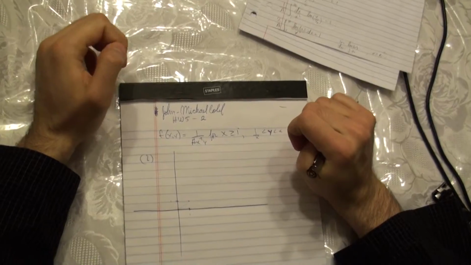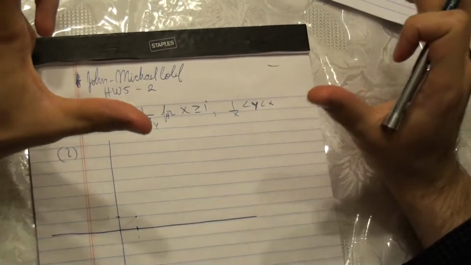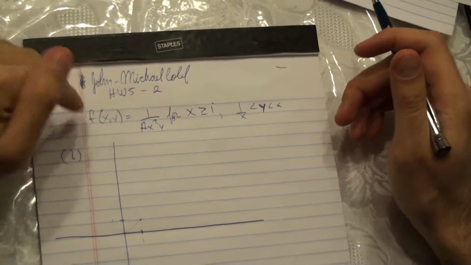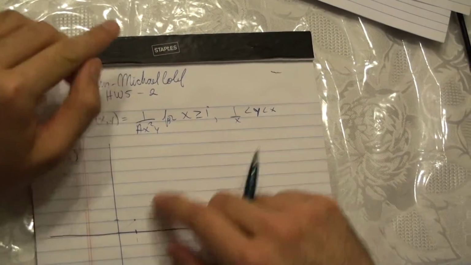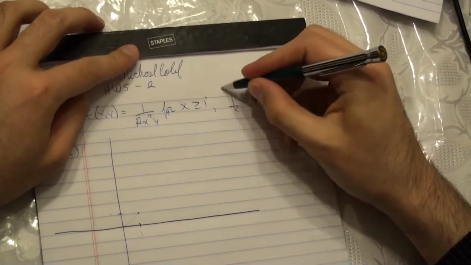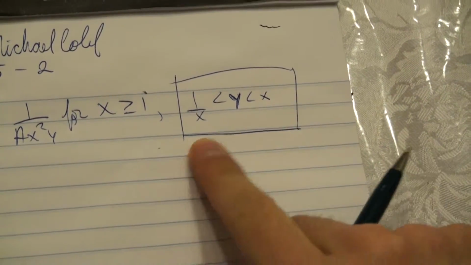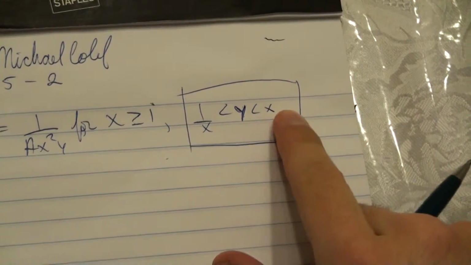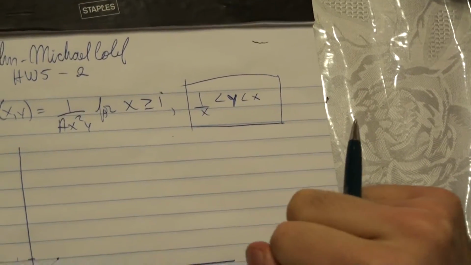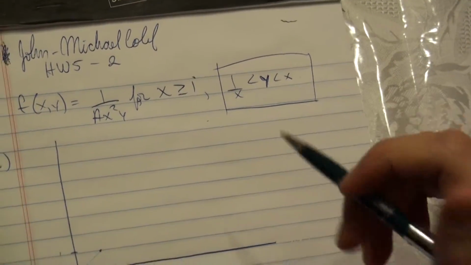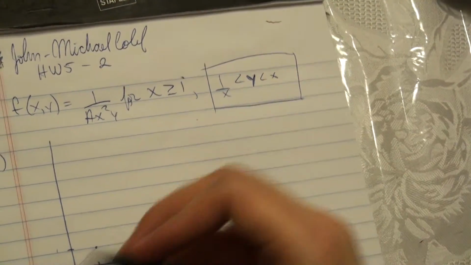Okay, so in problem 2, the first part, we're asked to draw the non-zero definition region for little f of x, y. So little f of x, y only exists for x greater than 1, and then the y values are given by this equation over here. Did I write this correctly? Yes, I wrote it correctly. Alright, so y is in between x and 1 over x.